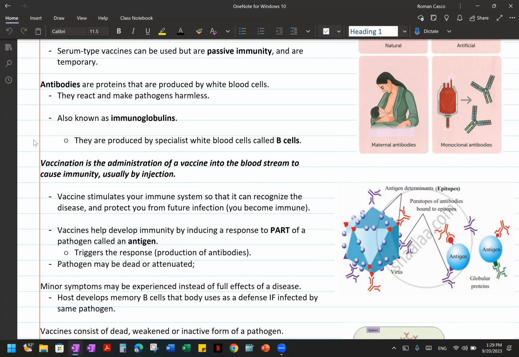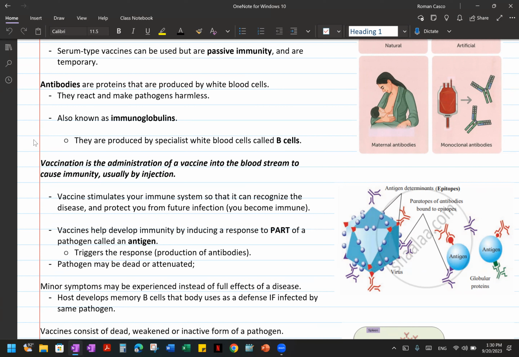Okay? And what happens is that these white blood cells produce these antibodies and they basically attack and neutralize the pathogens, making them harmless. Okay? They're also known, maybe some of you have heard of this if you've done a blood test, as immunoglobulins. And we have several classes of immunoglobulins, A, B, C, G, right? So there's several types of antibodies.